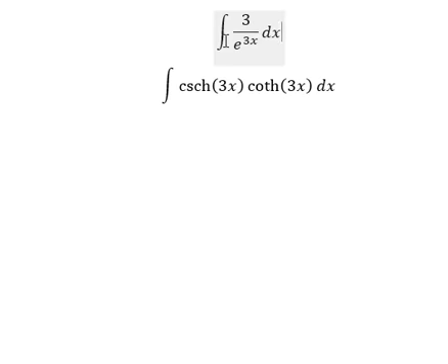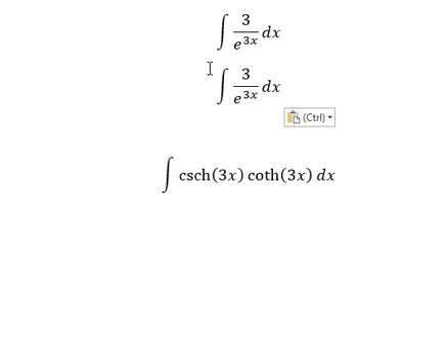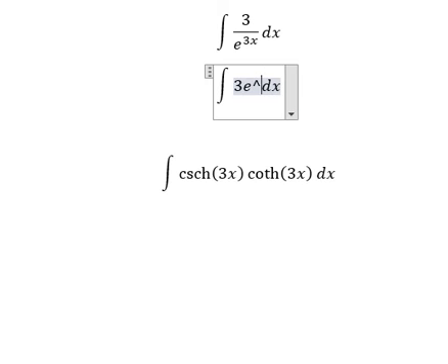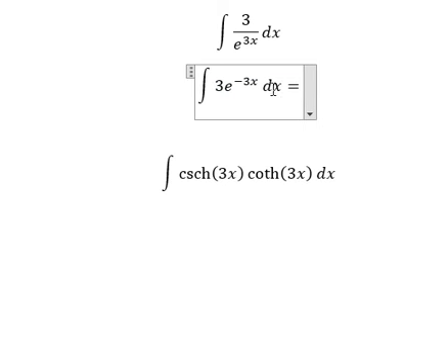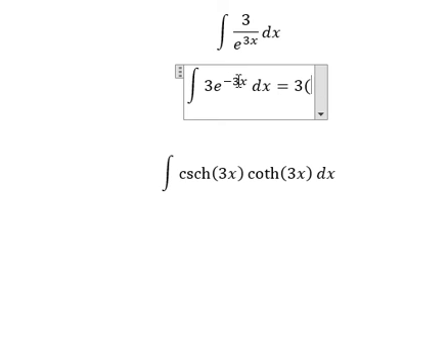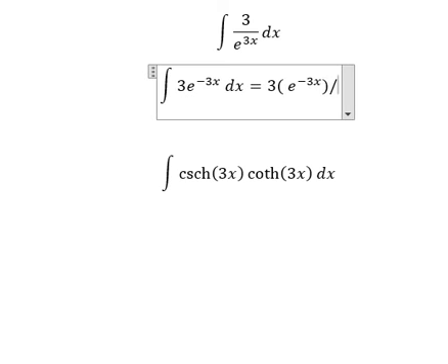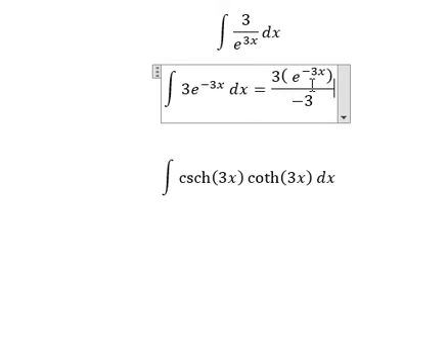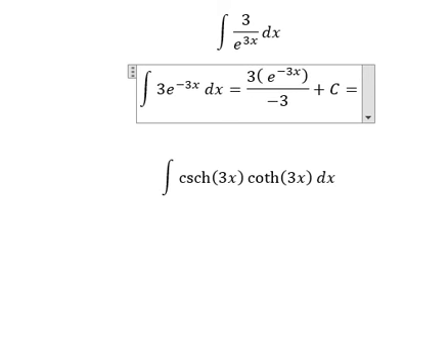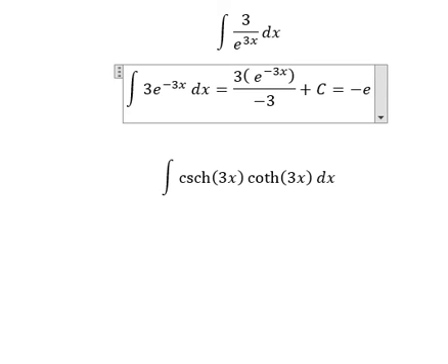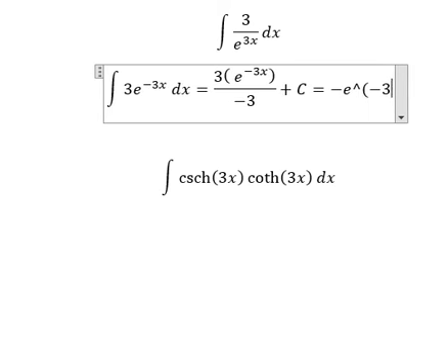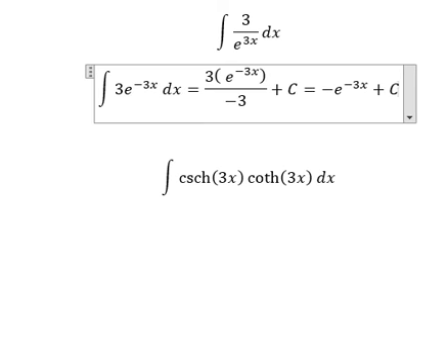Question number 2. This one we can change into 3e to the power of negative 3s. And we know the integration of this is e to the power of negative 3s over negative 3 plus c. So we have negative e to the power of negative 3s, and we put plus c.